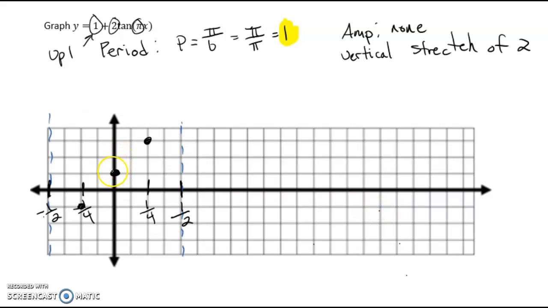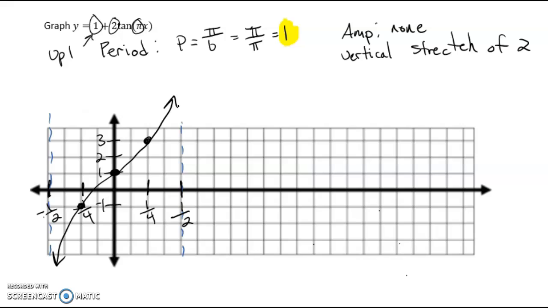Let's actually label these. So this is 1, 2, and 3, and this is -1. And then we can draw on our curve. We'll get close to those asymptotes, but we will not touch them.